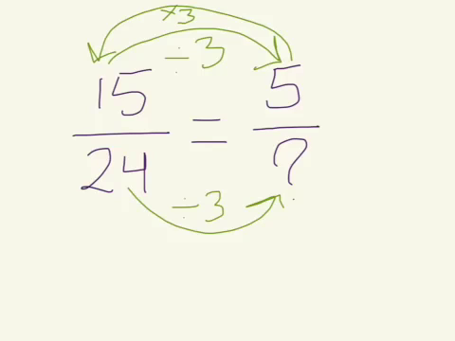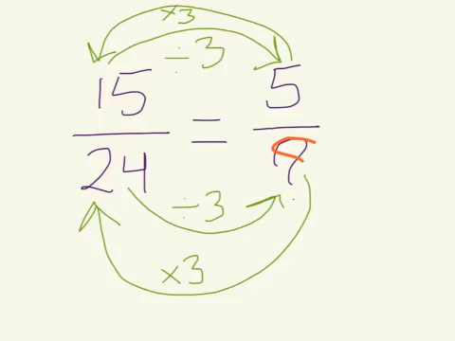Or, if division doesn't come naturally for you yet, think of it this way. What times 3 will get you to 24? Or 3 times what is 24? That's going to be our missing denominator. Have you figured it out yet? Our missing denominator is 8.